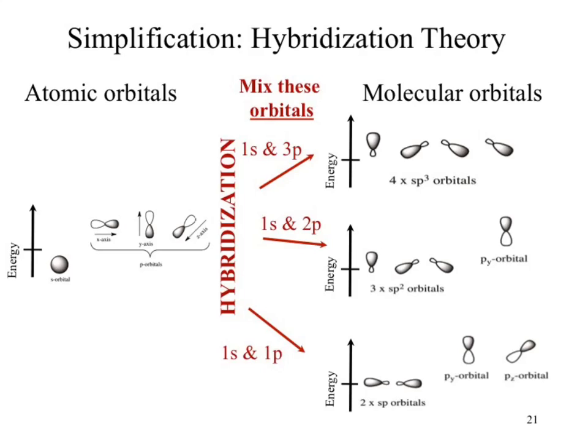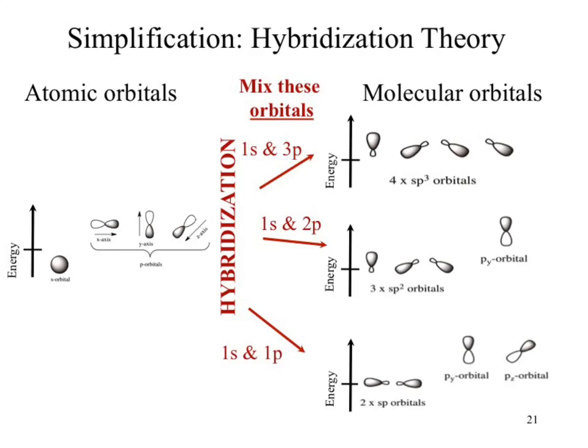The number there is only to specify how many of each there are. I've noticed a lot of students go through and say, well, sp3, I've got three of them. No, if you used an s and three p's, you have four. There are four sp3 orbitals. So the term sp3 has a couple different meanings. The primary meaning that you need to focus on is that it is a new orbital, and there are four of them.